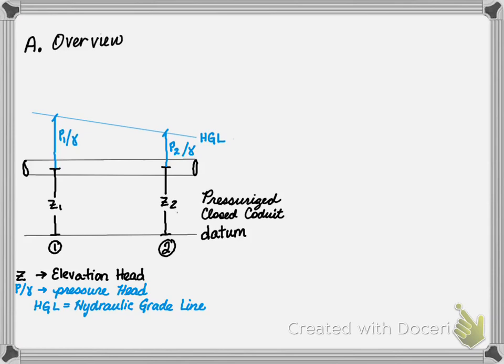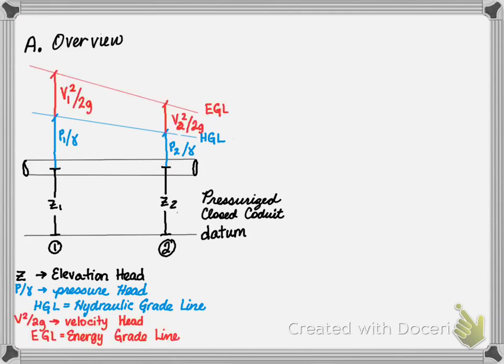Another way to think of pressure head is to assume that if there was no pressure, the pressure head would represent the actual water surface. That is why the slope of the pressure head is referred to as the hydraulic grade line, or HGL. The third term is referred to as the velocity head. It is measured from the hydraulic grade line to some distance above. The slope of the velocity head is referred to as the energy grade line, or EGL.